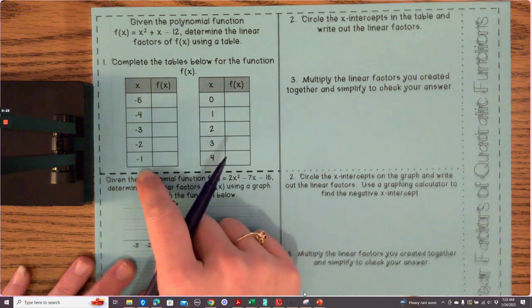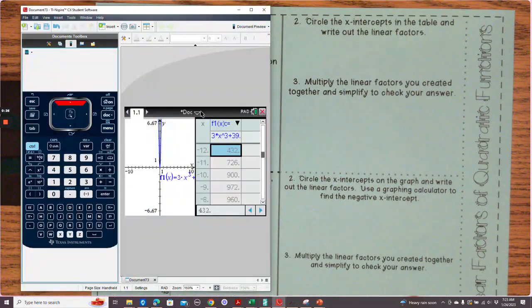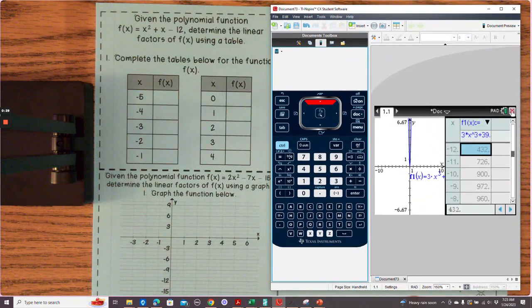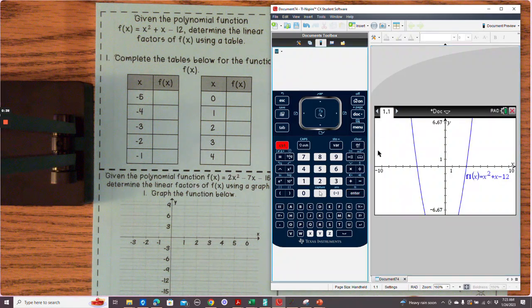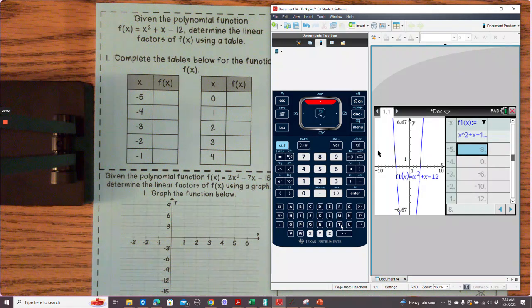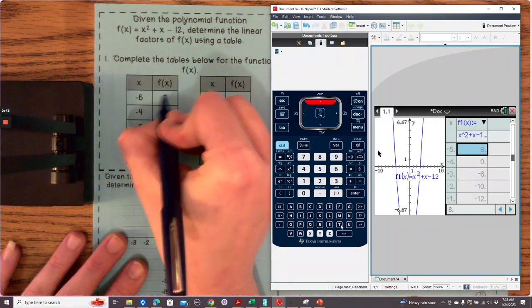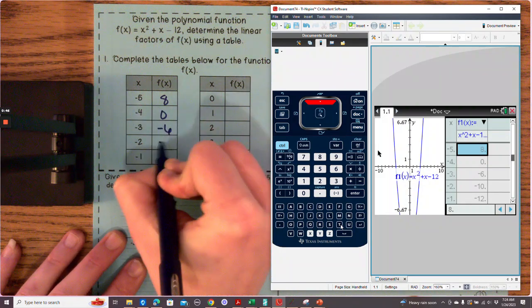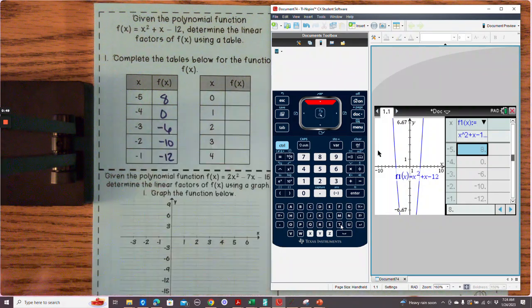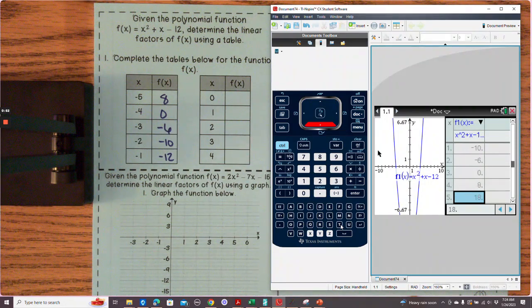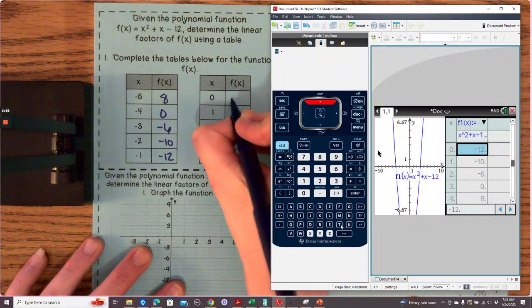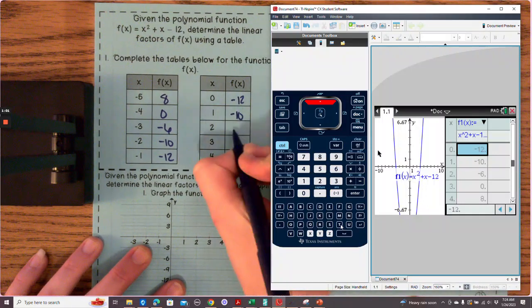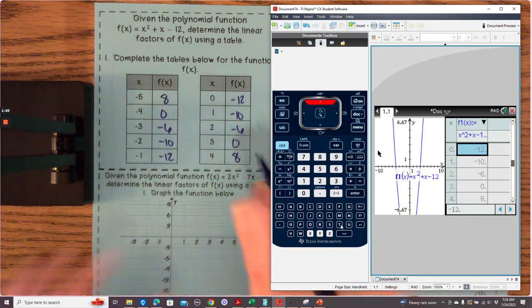So we could plug all these values into our function, or we can use the graph feature. So we've got x squared plus x minus 12, and then we can do Control T and pull up this table and write our data down from here. So we've got 8, 0, negative 6, negative 10, negative 12, and then 0 is negative 12, negative 10, negative 6, 0, and 8.